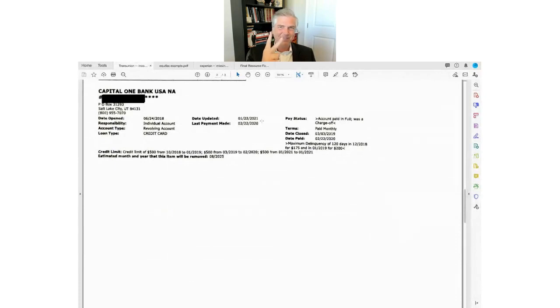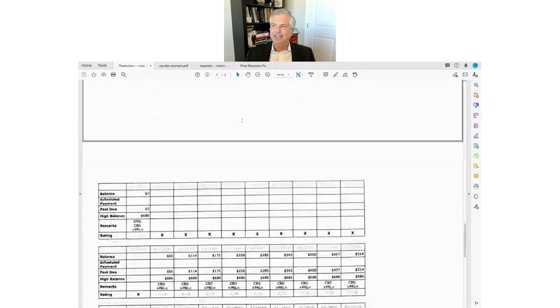Okay, you can't have two last payments. There is one last payment. They say February 2020, so why are they updating it in January of 21 showing a charge-off? These would be questions that we would ask. Again, there's no magic way to ask this. There's no secret formula. You just type it into the letter.